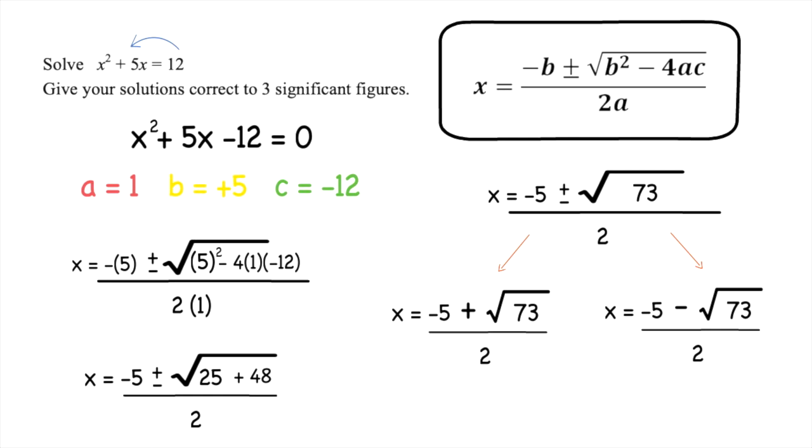On my calculator, I'm going to square root 73 and then I'm going to do minus 5, add the answer and divide that by 2. That gives me an answer of positive 1.77. Then again on my calculator, I'm going to calculate the square root of 73 and then do negative 5 take away the answer and all of that divided by 2. That will give me a minus 6.77.